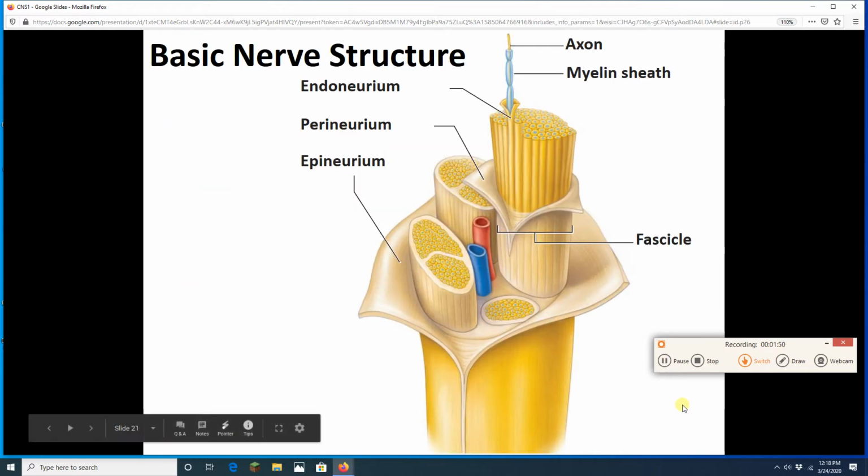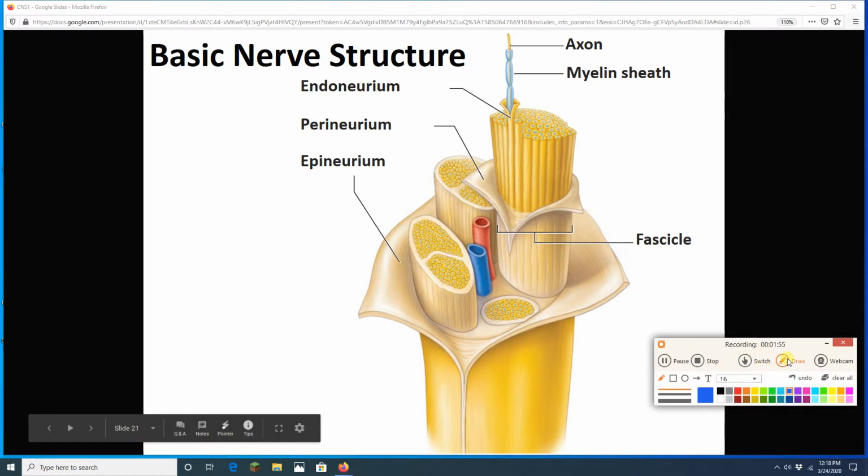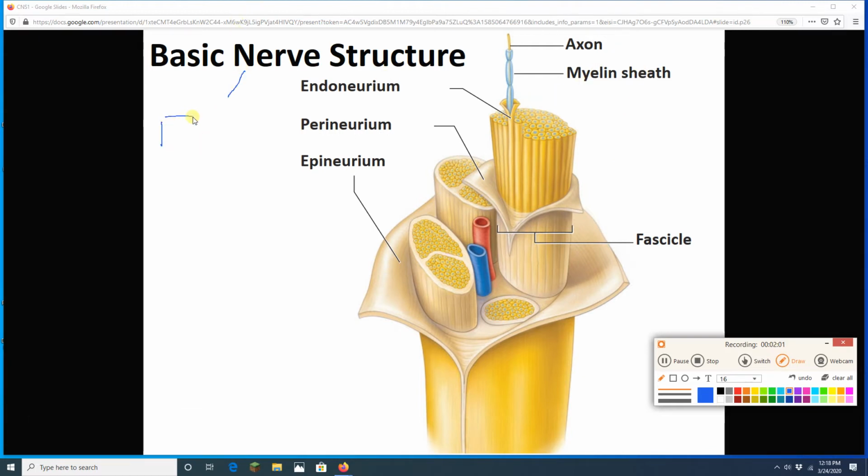This is the basic structure of a nerve, like that spinal nerve we just saw. If you think about this, a nerve itself is a bundle. It is a group of axons, and it is found outside your brain, outside your spinal cord. It is found in your PNS. So, a bundle of axons in the PNS is a nerve.